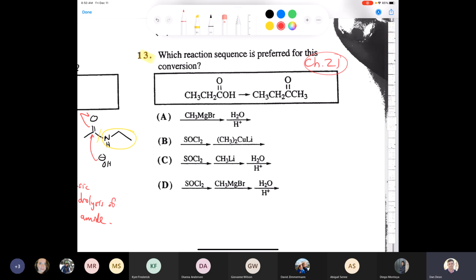Okay, and we kind of looked at it pretty quickly, but a way to convert a carboxylic acid to a methyl ketone is to first treat it with thionyl chloride. That gives you the acid chloride like this. And then in the second step, we treat that with a methyl cuprate. So we treat it with methyl cuprate like that. So if you want to review that reaction, there it is.